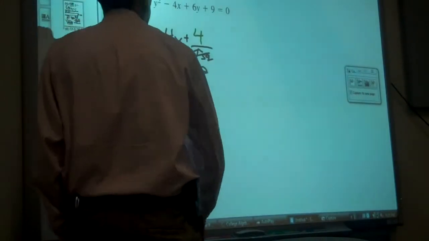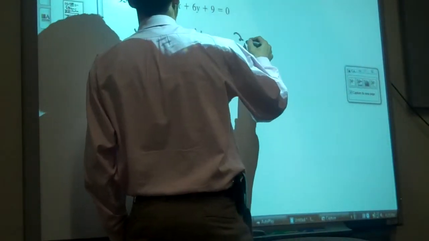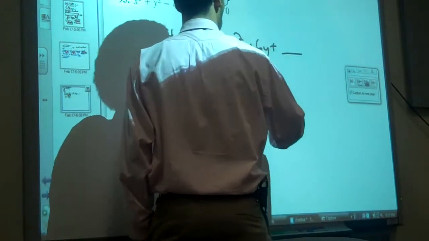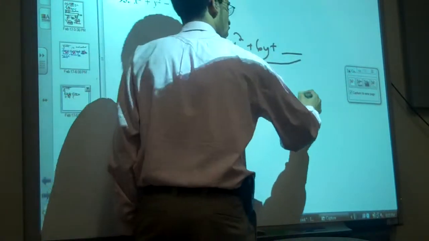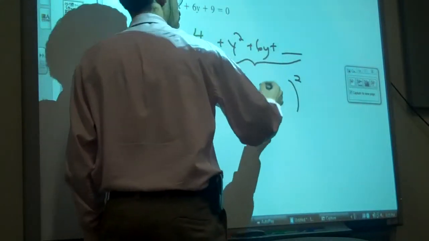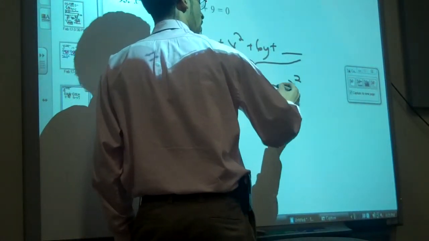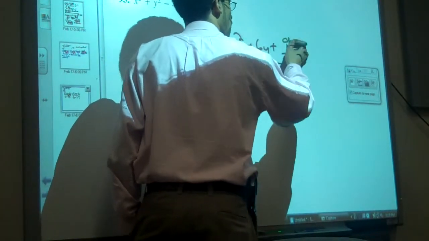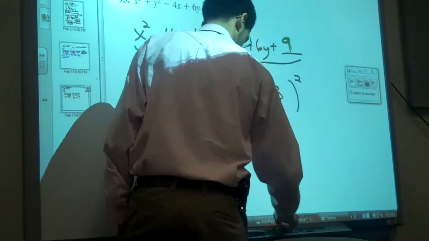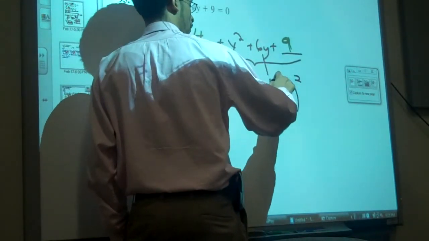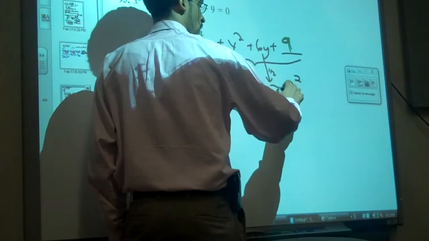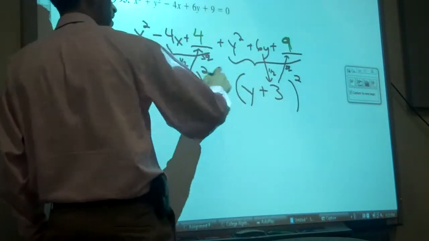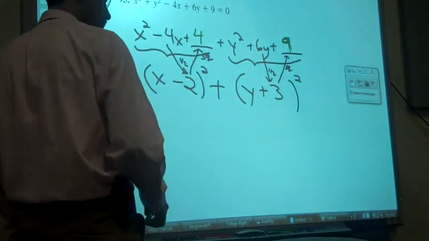Okay, let's do the same thing for y. We have y squared plus 6y. It's exactly the same as before, plus a blank space. This guy needs to be a perfect square. And we just saw that half of 6 is 3. 3 squared is 9. So we just saw that one. Don't forget that these two parentheses get squared. There's a plus in between them.